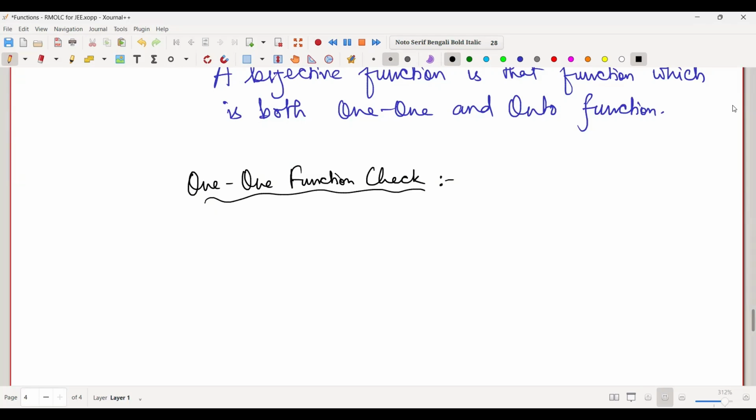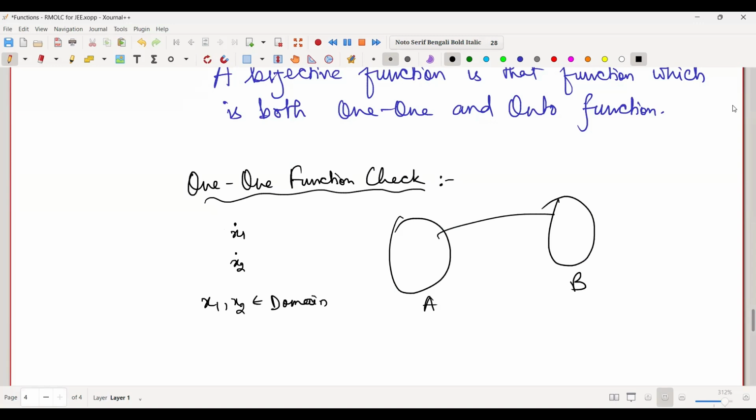For a one-one function, take two elements. Suppose this is x1 and this is x2, and x1, x2 belong to the domain. For simplicity, we are taking this set as the domain and this set as the codomain. This is function f.